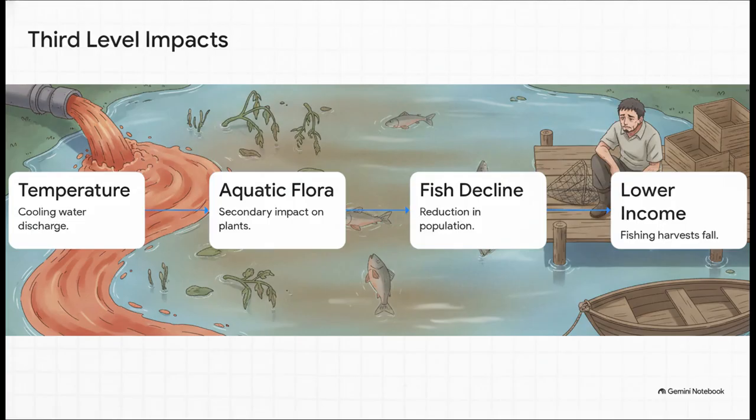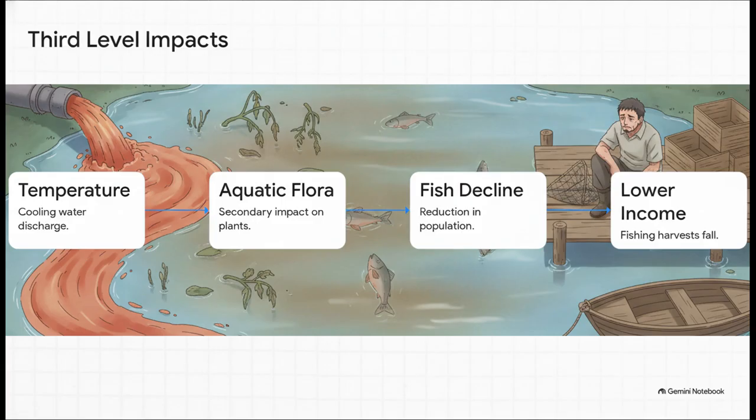Let's talk about thermal pollution. Step 1. A nearby industry discharges cooling water into a lake. It's just water, sure, but it's warm water. The direct impact is a simple, measurable rise in the overall water temperature. Step 2. That temperature change negatively affects the aquatic flora, the plants living in the water. That's a secondary, indirect impact.